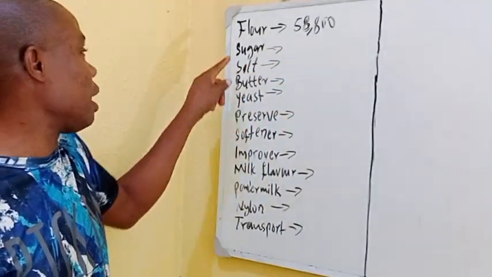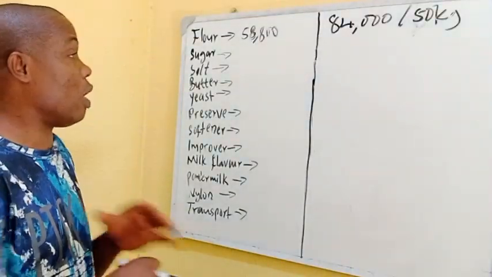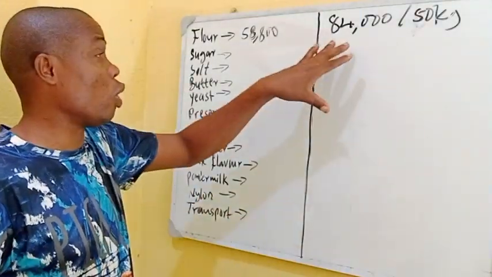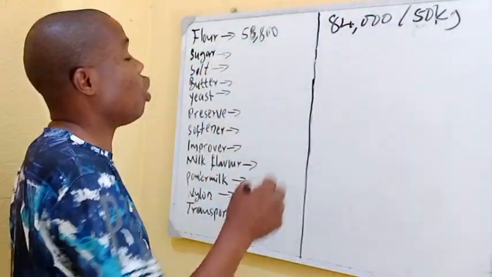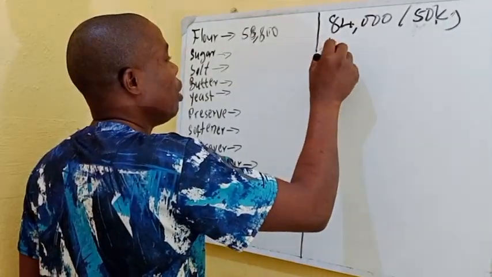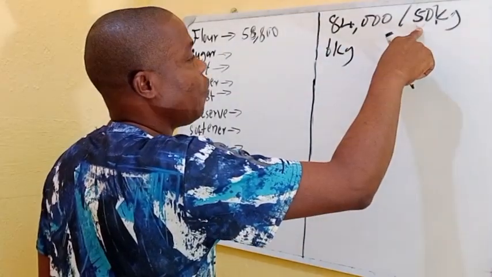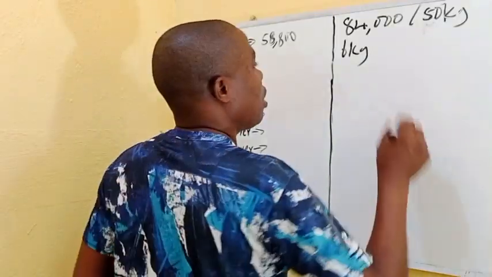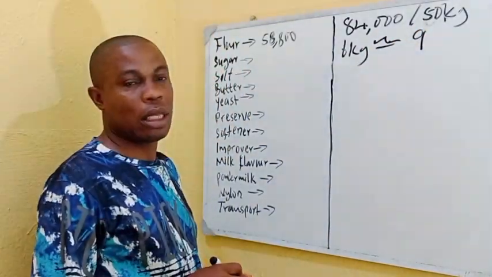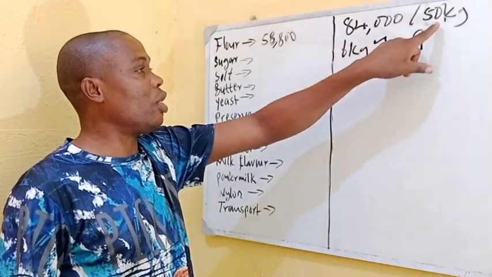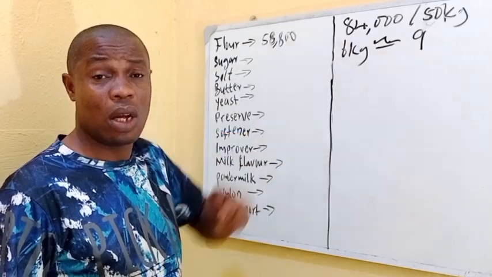So now let's look at the next item, which is sugar. If you are not using any sweetener, any saccharin, any intense sweetener, and you want to use only sugar, for one bag of 50 kg of flour you are going to use about 6 kg of sugar. Now, if we divide this 50 kg by 6 kg, we will have approximately 9 bags. That means for every 50 kg of sugar that you buy, you use it to bake at least 9 bags of flour.